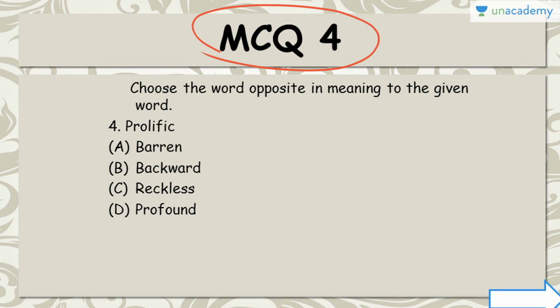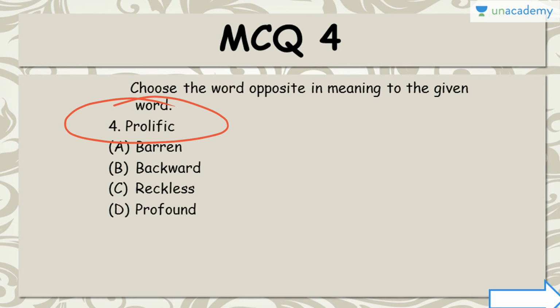So we have to find the word which is opposite in meaning to the word given here. The word says prolific. Option A, barren.